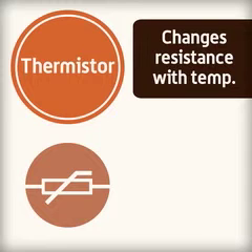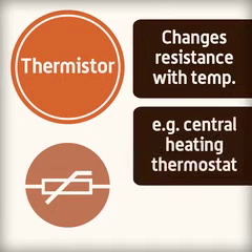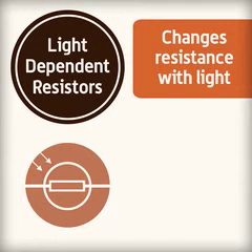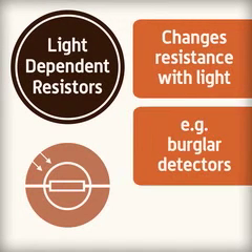A thermistor changes its resistance depending on the temperature. For example, a thermostat in a central heating system. Light-dependent resistors change their resistance depending on light levels. For example, in burglar detectors.